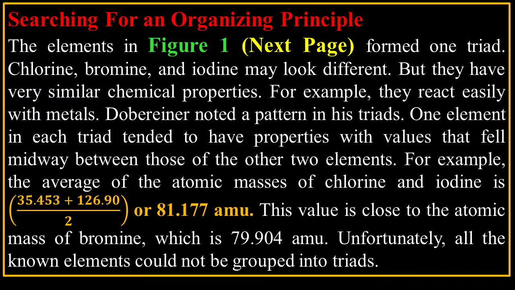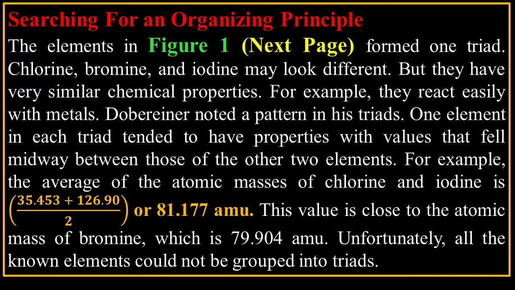The elements in Figure 1, on the next page, formed one triad: chlorine, bromine, and iodine. They may look different, but they have very similar chemical properties. For example, they react easily with metals. Dobereiner noted a pattern in his triads. One element in each triad tended to have properties with values that fell midway between those of the other 2 elements. For example, if you add them and divide by 2, that's 81.177. This value is close to the atomic mass of bromine, which is 79.9 AMU.